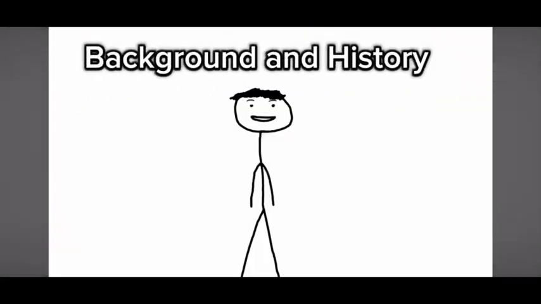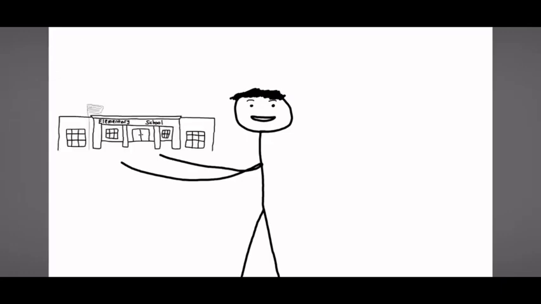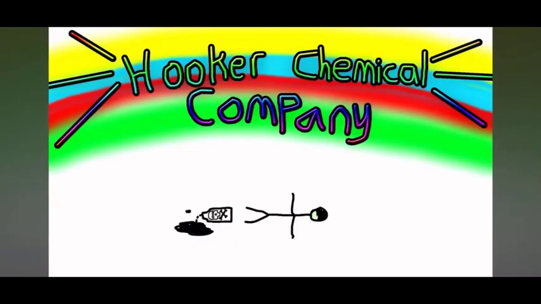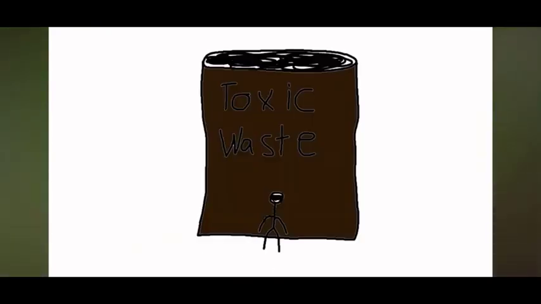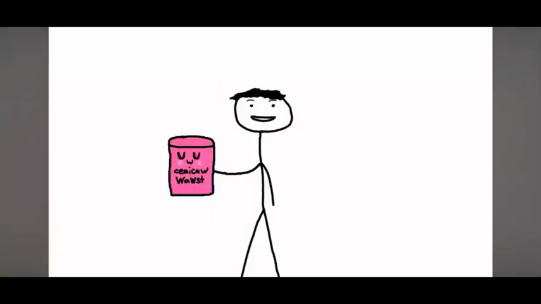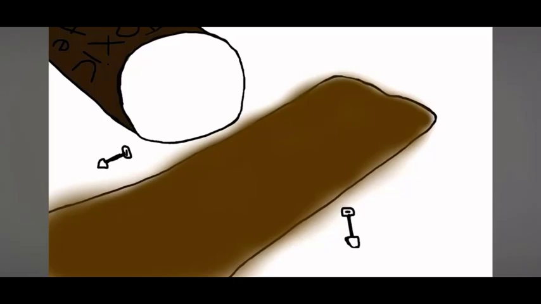In the late 1970s, an elementary school faced a buried problem, literally. A failed canal project near the Niagara River was sold to Hooker Chemical Company, which used it as a dumping ground for chemical waste. Instead of properly disposing of their hazardous materials, they buried them, a strategy reminiscent of sweeping dirt under the rug. This wasn't the harmless kind of waste.